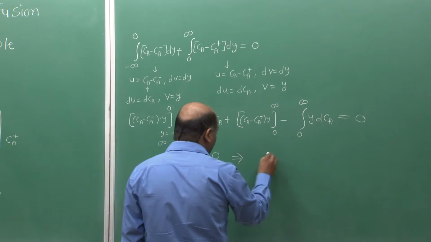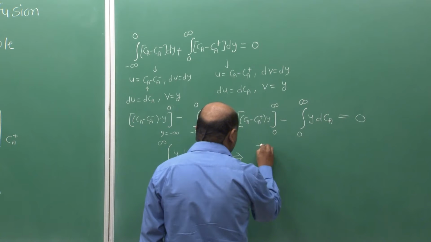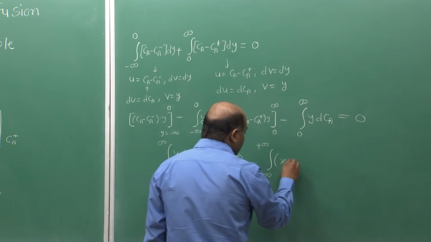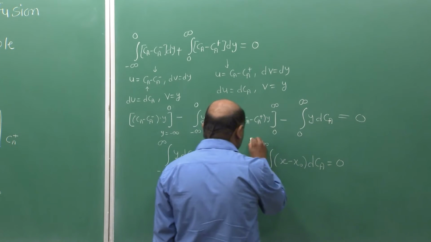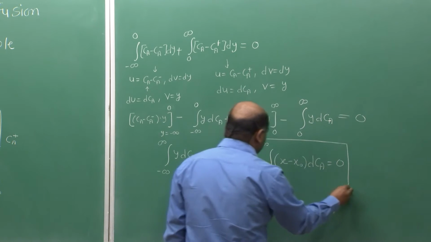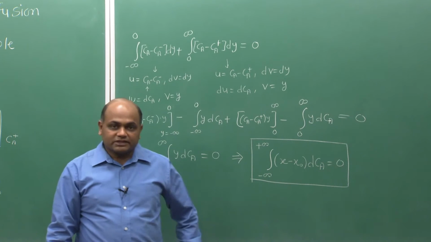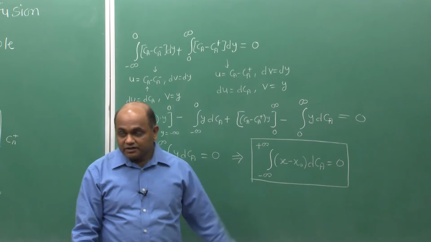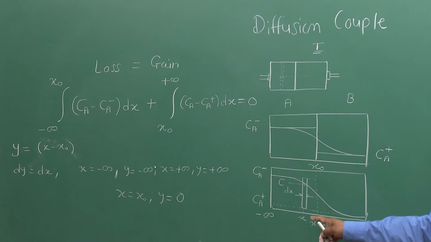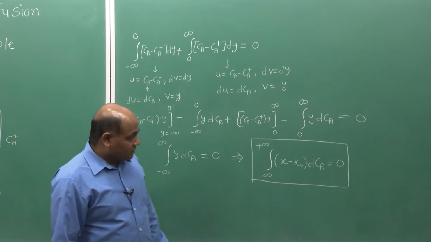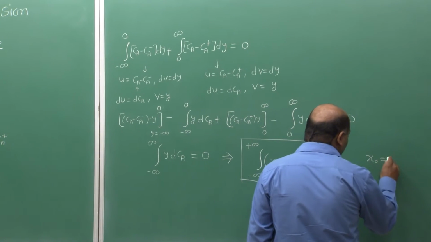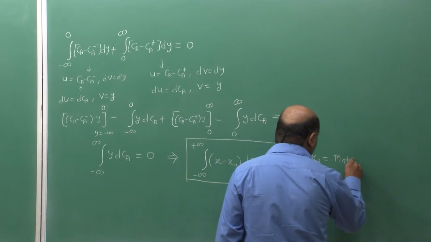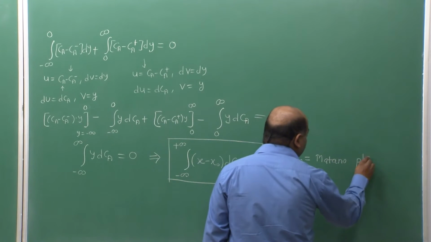If we substitute for y, we get the integral from minus infinity to plus infinity of (x minus x naught) dCA equal to 0. And this is the equation that we use for locating the initial contact plane here from the experimental concentration profile. This was proposed by Matano. So, this plane x naught is also referred to as Matano plane.